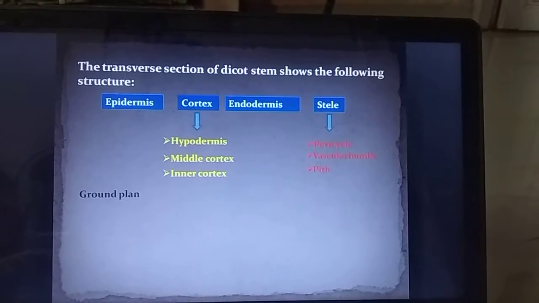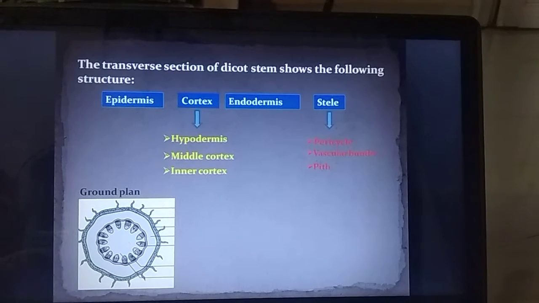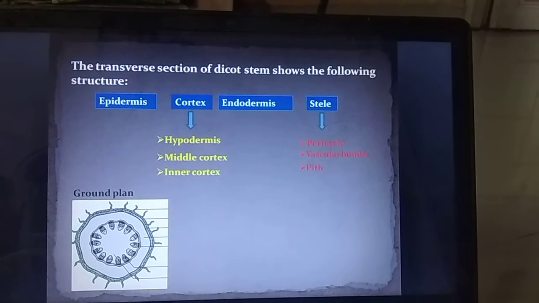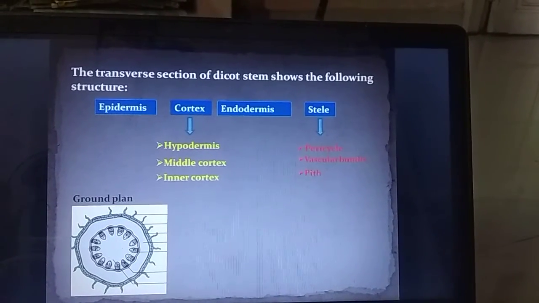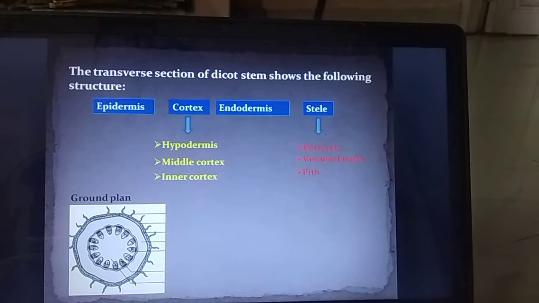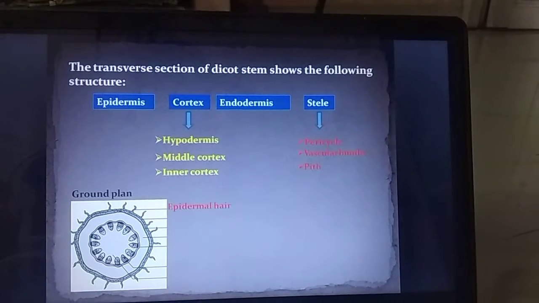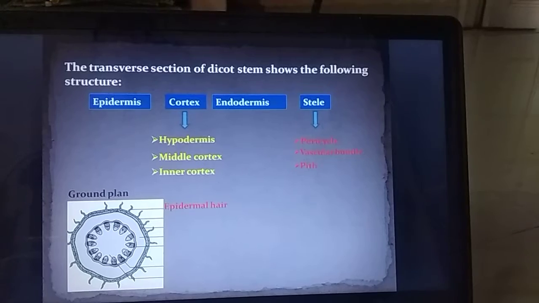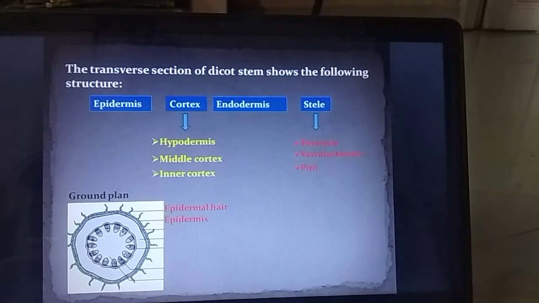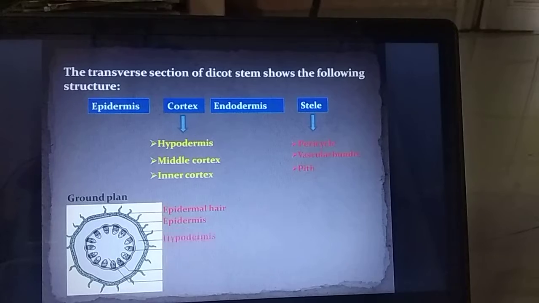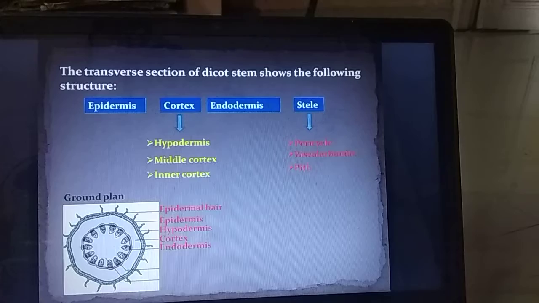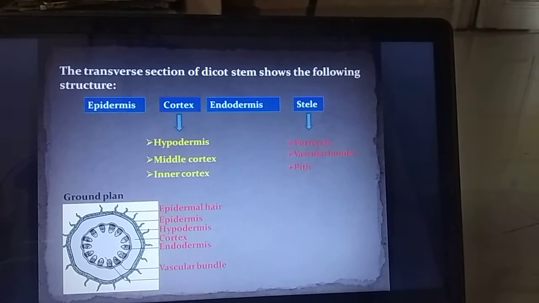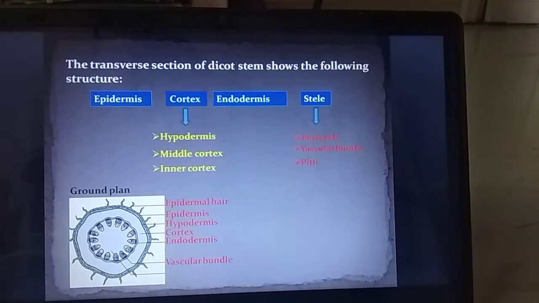Next part, ground plan. Ground plan means direct TS of stem. We cut the stem and see it in the microscope without enlargement. That is called ground plan. Here we see epidermis and epidermal hair, hypodermis, cortex, endodermis, vascular bundle.